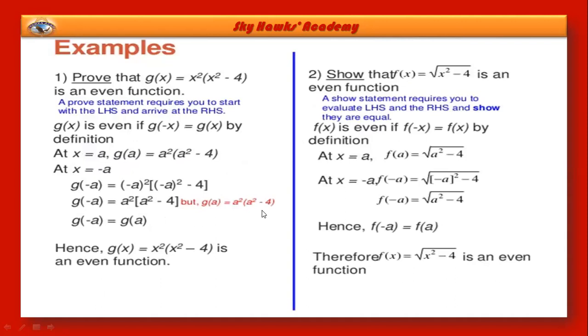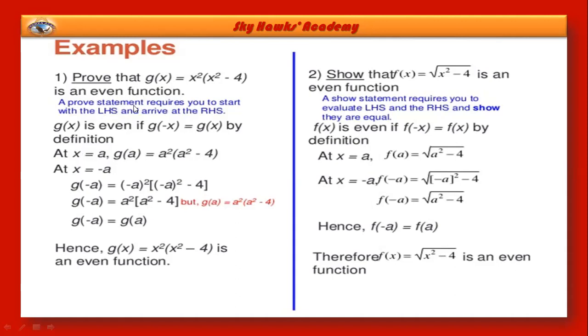Example: once again, comparatively, two examples are given. Now let's see. Please read this one on the left hand side. Oh, I was muted. So, one: prove that g(x) = x²(x² − 4) is an even function.